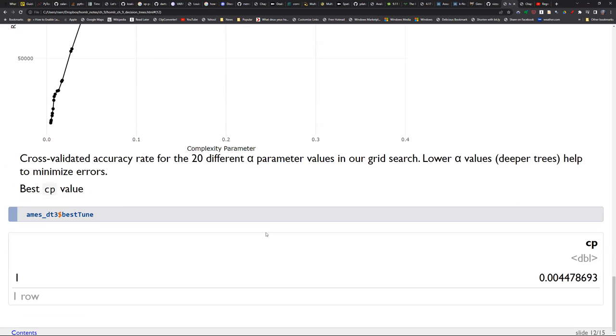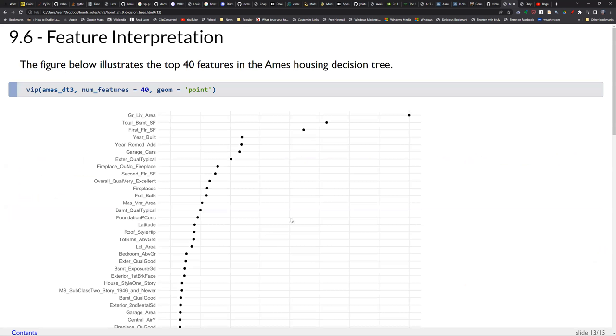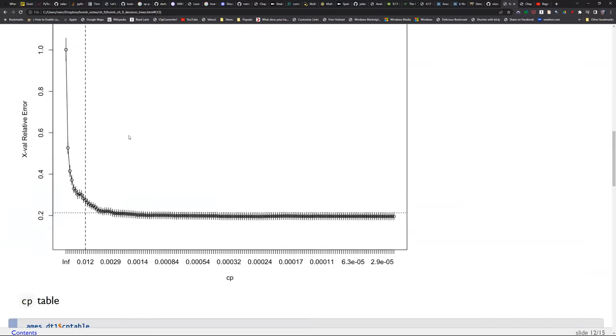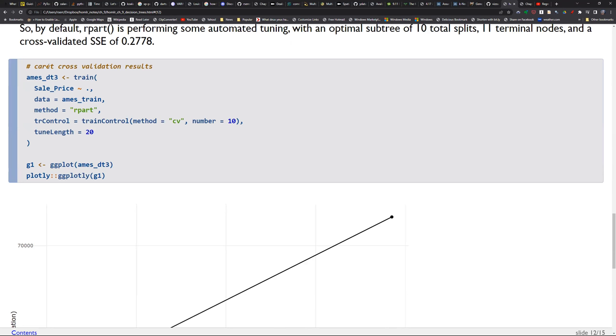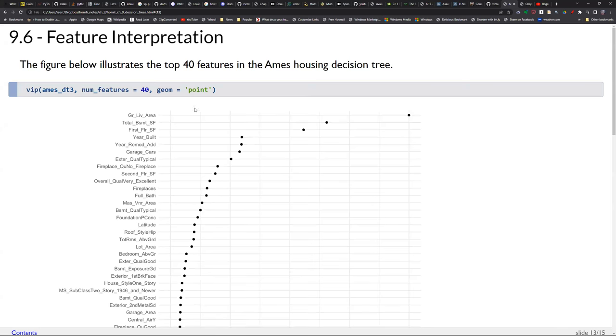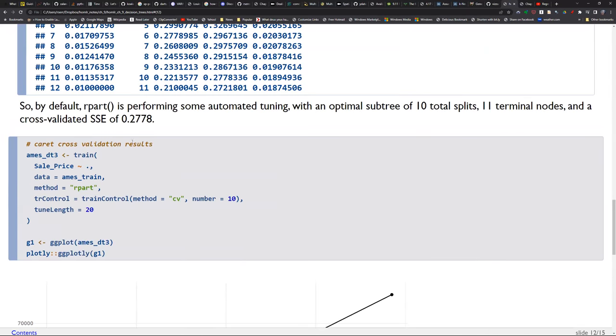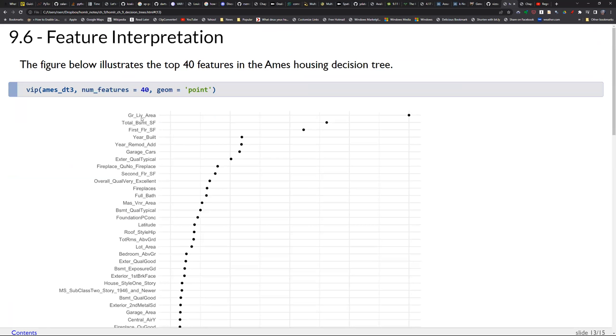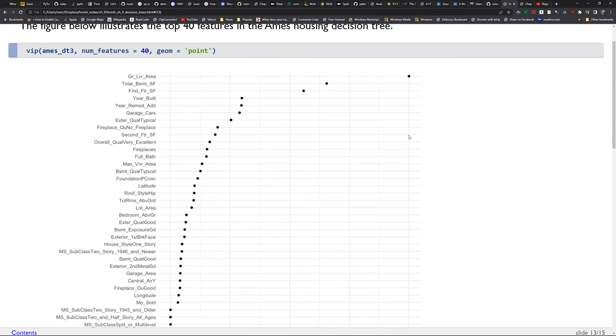Okay, so let's continue. For feature interpretation, we use the function VIP, variable importance, and we can enter the fitted model that had the cross-validation results, the caret cross-validation ames_dt3, that's the latest one. This is a different tree than the one that we were originally plotting, which was DT1. With this tree, the gross living area has the most importance. In other words, it has the most splits in terms of the decision nodes. Then we have total basement, first floor, GR build, and so forth.